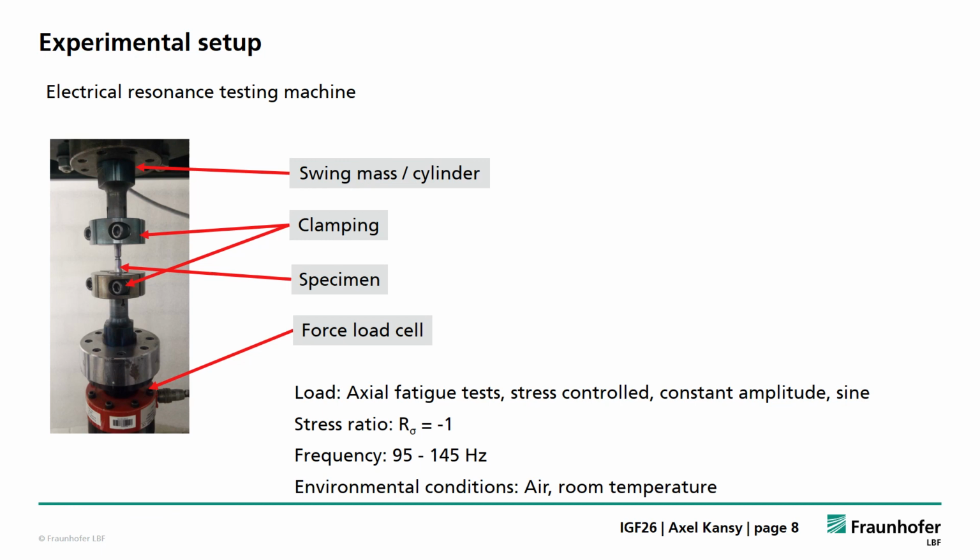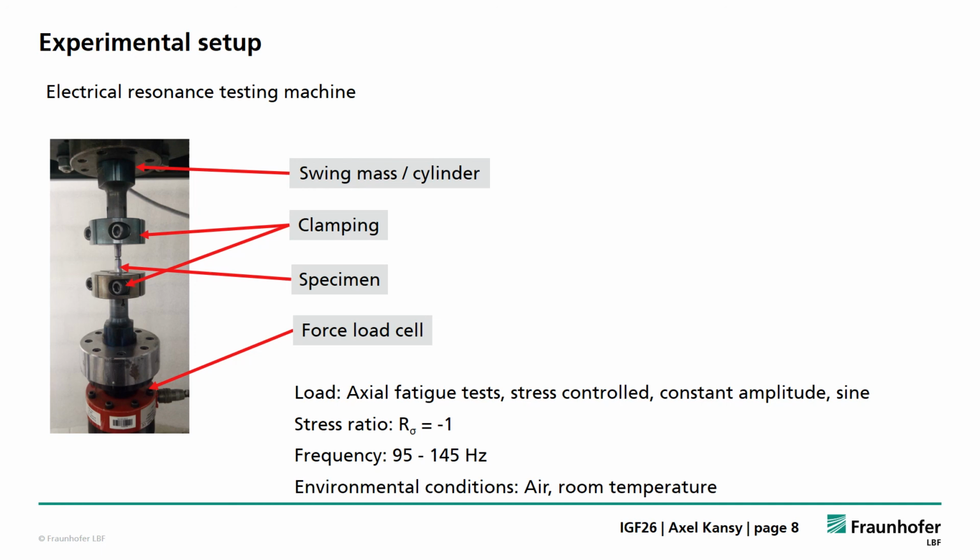The fatigue tests were carried out on an electrical resonance testing machine shown in this picture. The specimen is clamped here. On the bottom we have a load cell to measure the force, and on the upper side we have a swing mass and the cylinder which applies the cyclic loading.